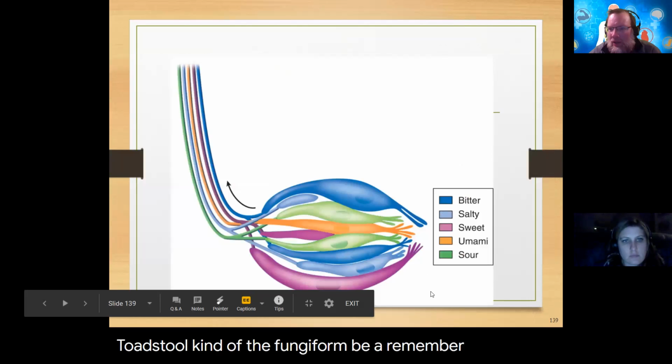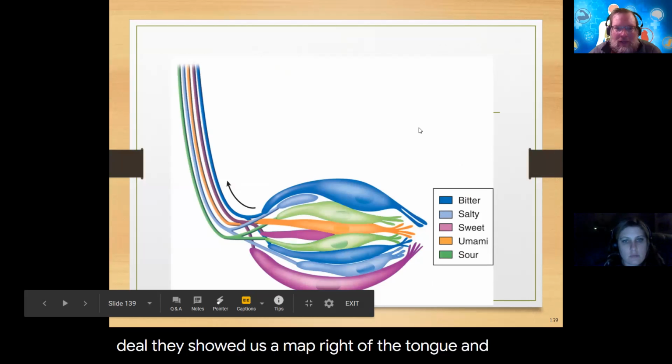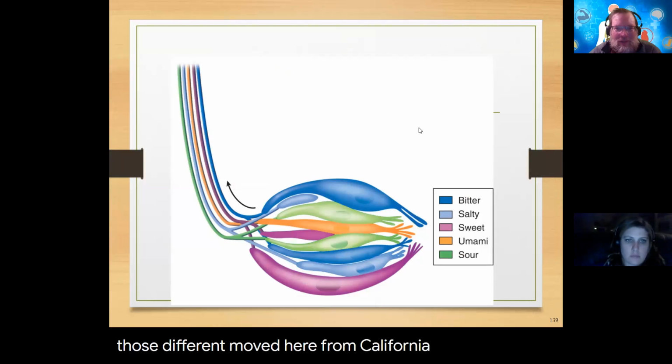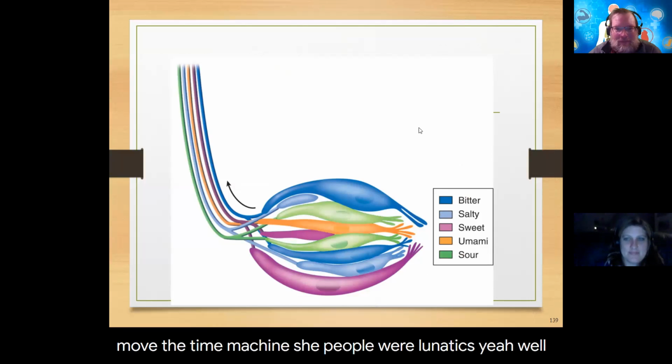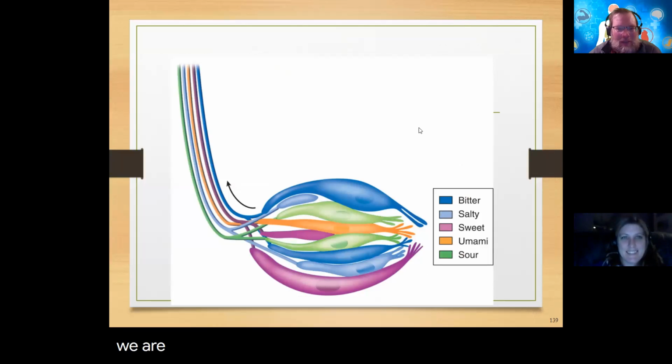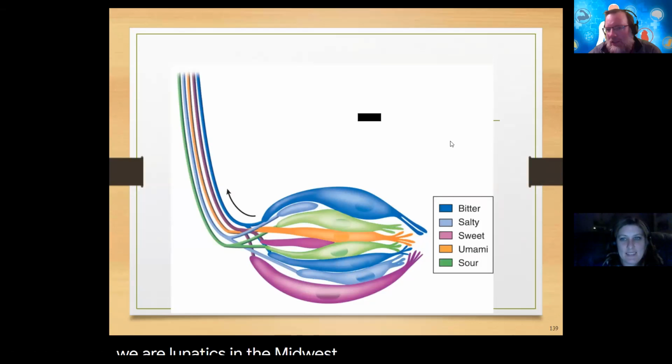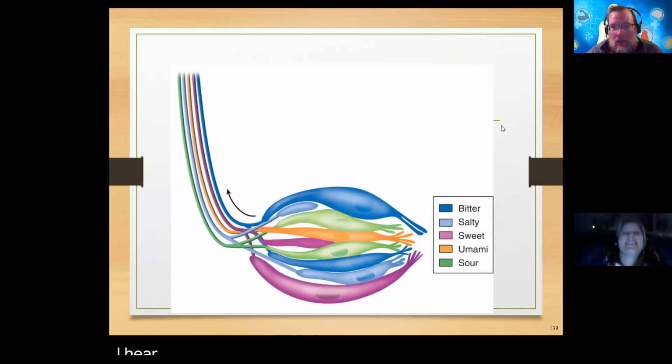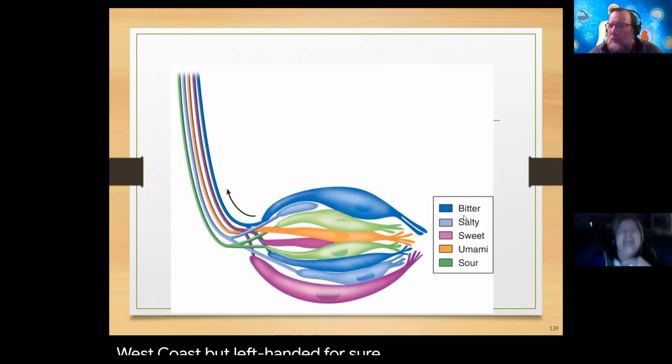They showed us a map of the tongue with all those different regions. You moved here from California, someone get the time machine. People were lunatics. Yeah, well, we are lunatics in the Midwest. You have to be hardy to live here. Or maybe Californians are the lunatics. From what I hear, they call that the left coast, not the West Coast. They're left-handed for sure. I hope I'm not offending left-handers or anything left, but I'm just saying.